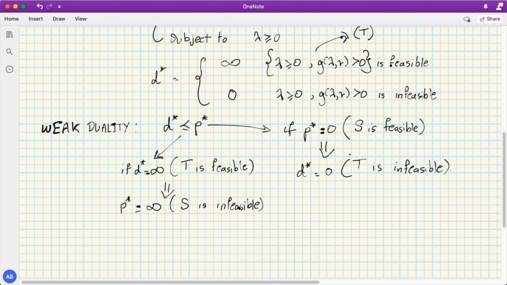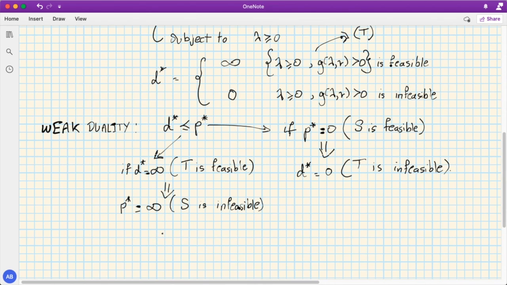We didn't say anything about infeasibility. So if you notice, A yields B in both statements, it always starts by one of them being feasible. So it doesn't assert anything about infeasibility. It just tells you that if T is feasible, then S is infeasible. It doesn't tell you what happens if T is infeasible. If T is infeasible, well, S could be infeasible and it could be feasible, right?